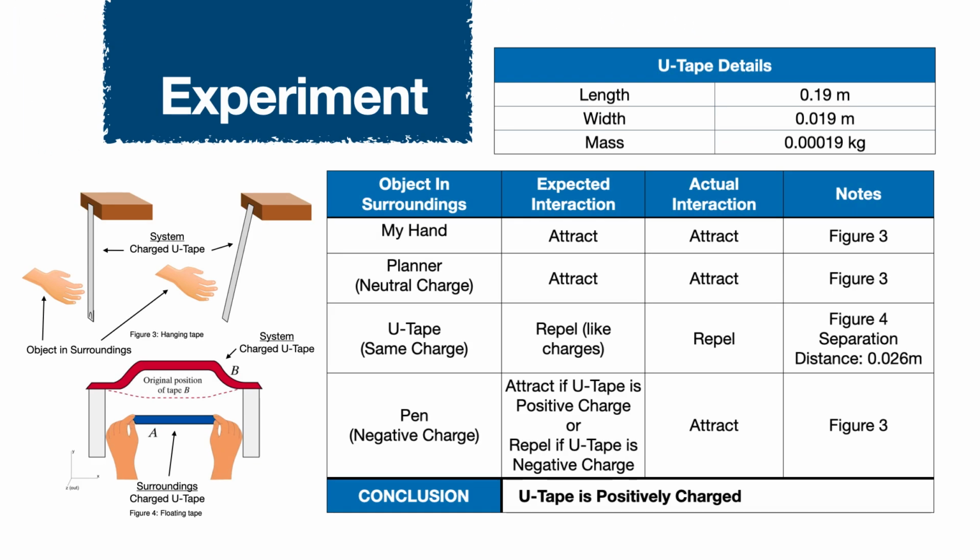For this lab, I made 2 identical U-tapes of length 0.19 meters, width of 0.019 meters, and a mass of 0.00019 kilograms. When hung as shown in Figure 3, the U-tape attracted to my hand, the neutral charged planar, and the negatively charged pen. Placed as shown in Figure 4, the U-tape repelled against an identical U-tape of similar charge. Therefore, it was concluded that the U-tape is positively charged.